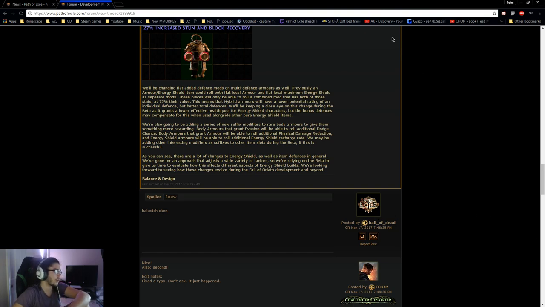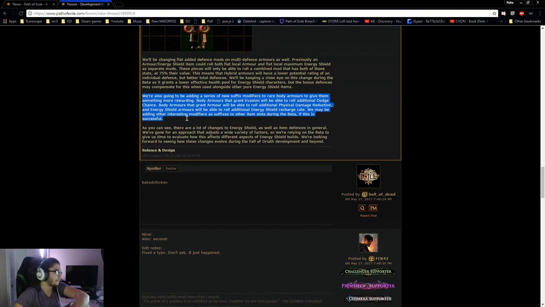Now, this part that I'm reading is kind of cool. I actually have a build theory crafted just based off this little paragraph here. We're also going to be adding a new series of suffix modifiers to rare body armors to give them something more rewarding. Body armors that grant evasion will be able to roll dodge chance. Body armors that grant armor will be able to roll additional physical damage reduction. And energy shield armors will be able to roll additional energy shield recharge rate. Now, we may be adding other interesting modifiers as suffixes to item slots during the beta if this is successful.